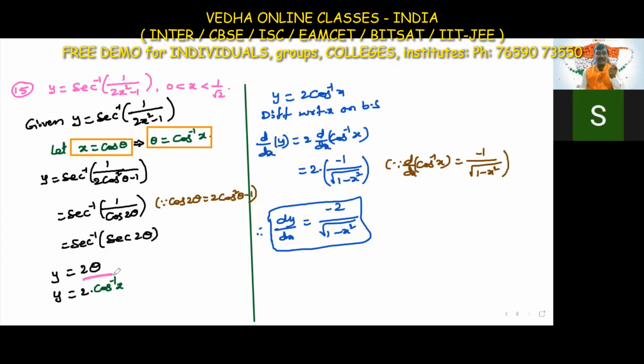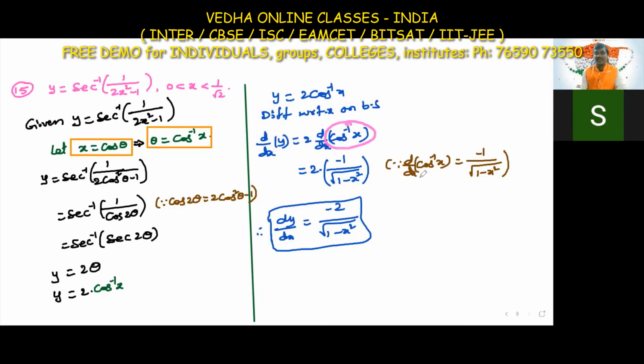What is theta? From x is equal to cos theta, theta is equal to cos inverse x. So in place of theta, I wrote cos inverse x here. y is equal to 2 into cos inverse x. I am differentiating with respect to x on both sides, so we write d by dx on the left side and d by dx on the right side.